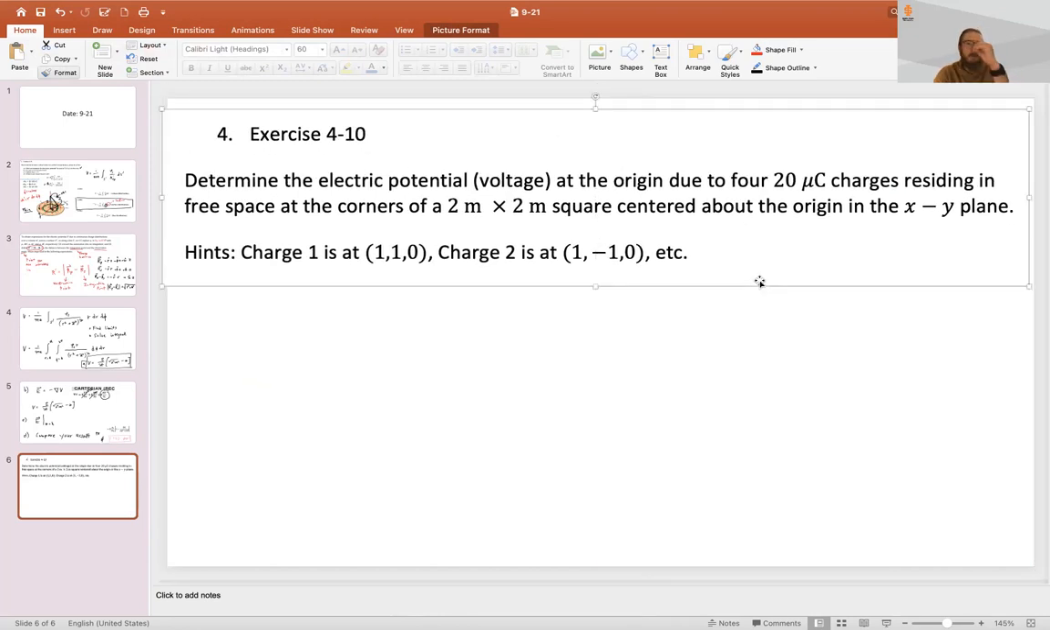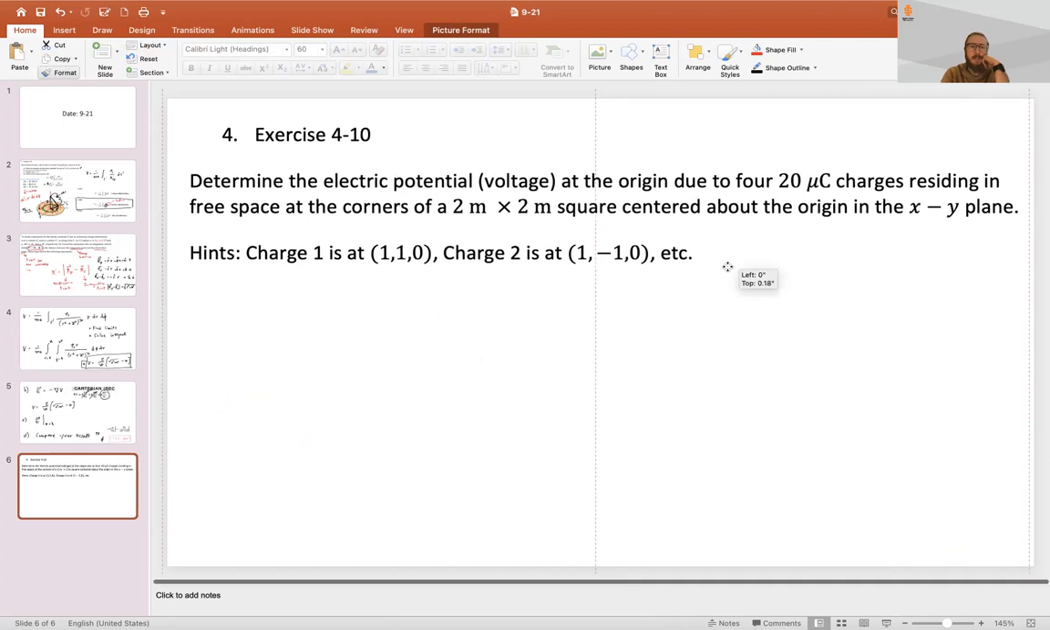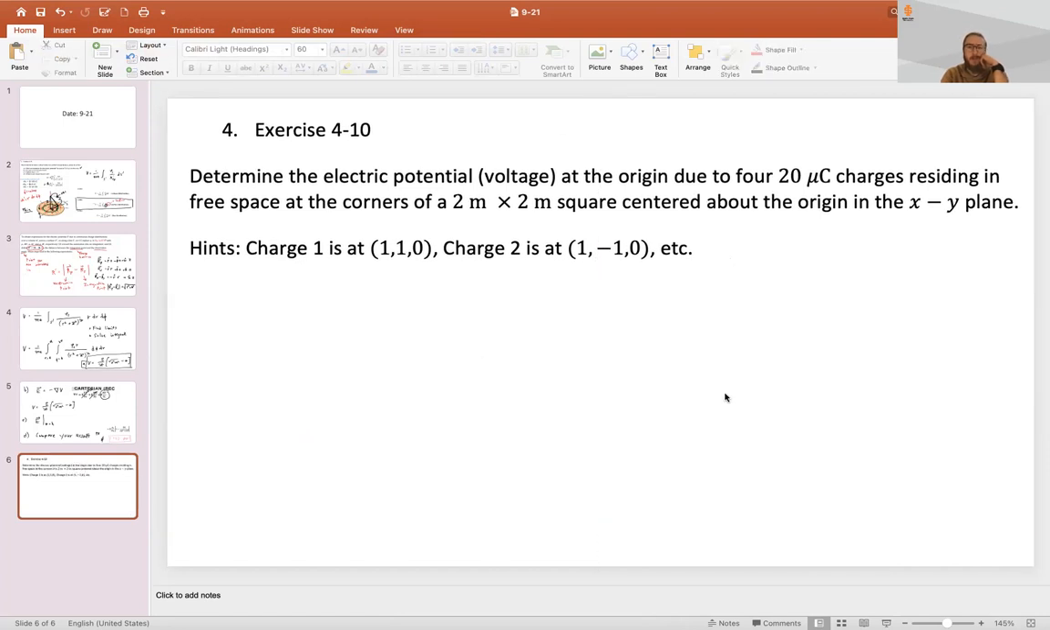Let's take a look at this problem 4 and set this up before we end today. Problem 4 asks to determine the electric potential or voltage at the origin due to 4 20 microcoulomb charges residing in free space at the corners of a 2 meter by 2 meter square that's centered about the origin, on the XY plane. So we're in the XY plane.